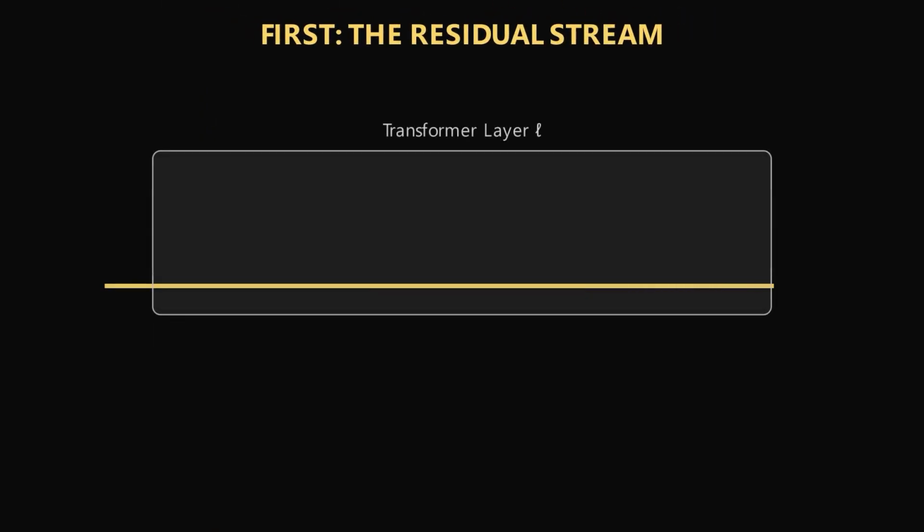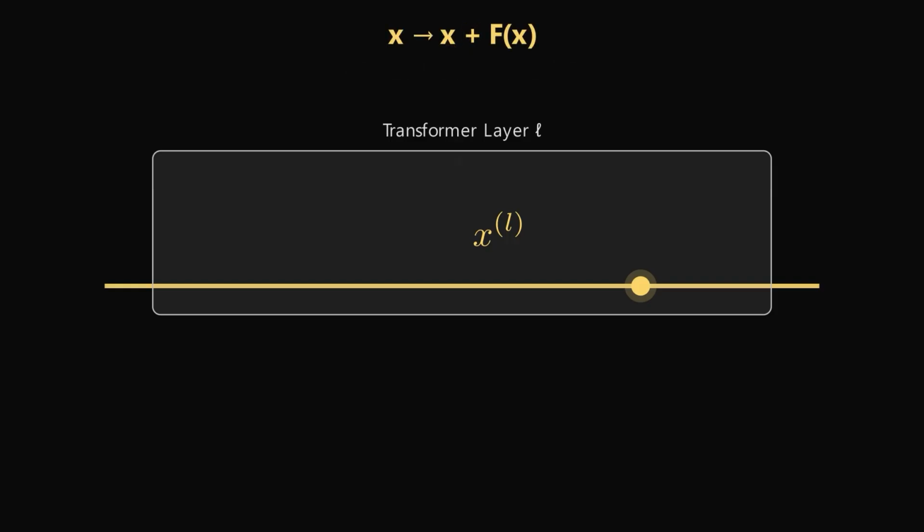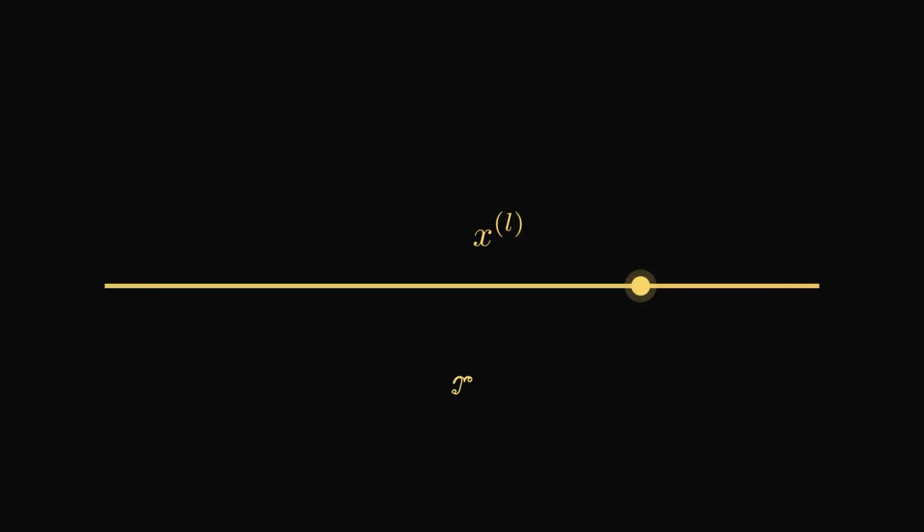First, let's discuss what the residual stream is and the maths behind it. Think of the residual stream as the evolving representation that travels through the transformer. At layer L, we can represent it mathematically as x superscript L. Now here is the important idea. A transformer layer does not simply throw away x and create a completely new representation. Instead, it keeps the existing representation and adds new information to it. This is where the word residual comes from.